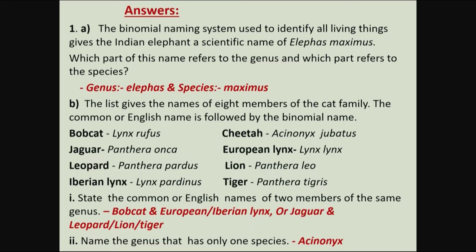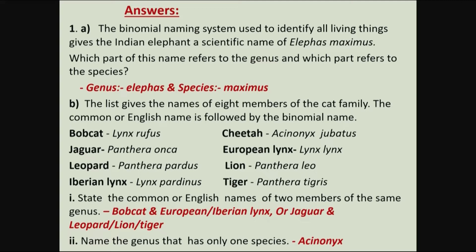And then there is part B of the question. You've been given the English names and the scientific names of some organisms in the cat family, and you're asked to state the common English names of 2 members of the same genus. You can either say bobcat and European lynx, or European lynx and Iberian lynx, or bobcat and Iberian lynx. Or you can talk about jaguar and leopard, or a jaguar and a lion, or a tiger and a lion. All those can be named.